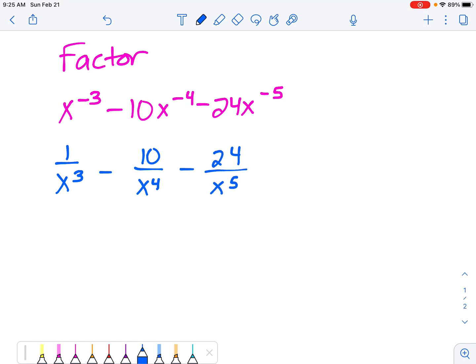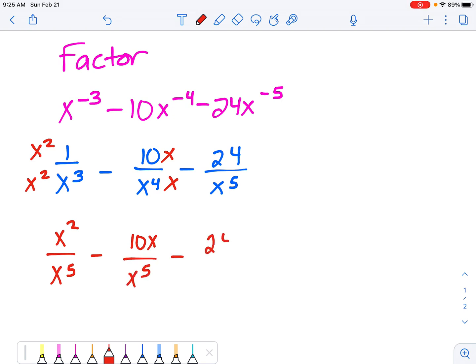to the fifth. Now that we have it written in this format, let's get a common denominator. Our common denominator is going to be x to the fifth. We will need to multiply our first fraction by x squared, our second fraction by x, and our third fraction already has our x to the fifth. So now we'll have x squared over x to the fifth minus 10x over x to the fifth minus 24 over x to the fifth.